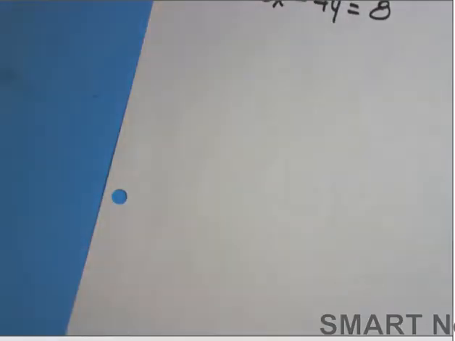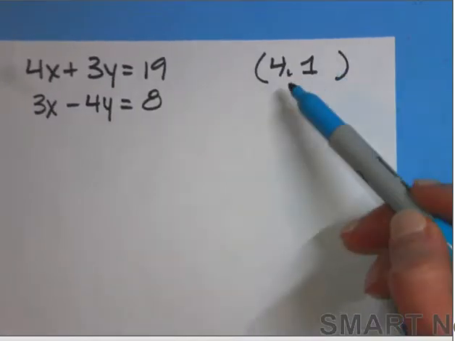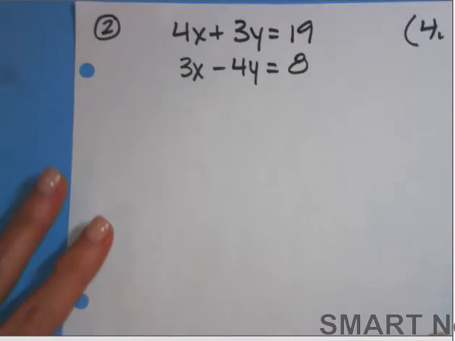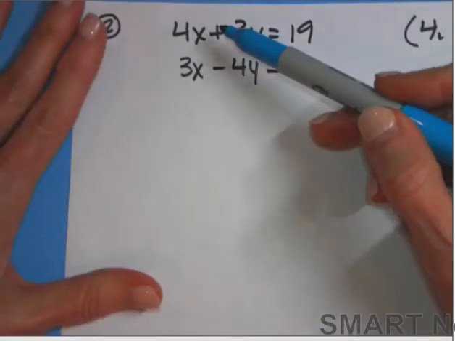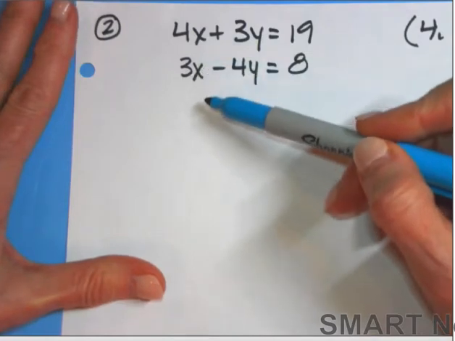So here's problem number 2. And the result here, x is 4 and y is 1. And I would like to go through here and show you how I got that. So when I analyze the equations, once again, I have no additive inverse coefficients. So my job is to create that.